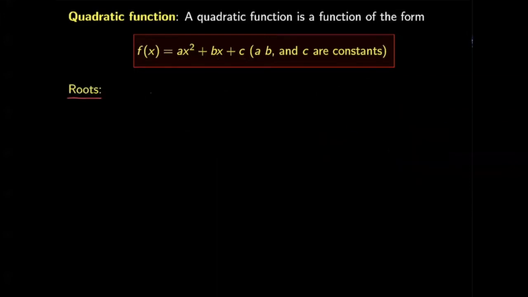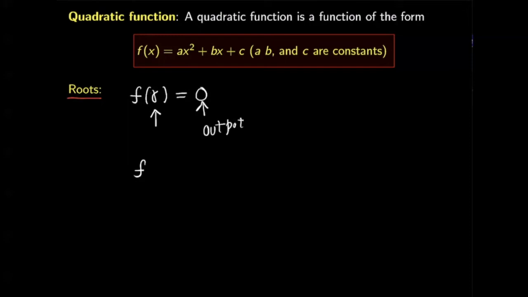Now let's discuss some concepts of the quadratic function. The first concept we discuss is the root of a quadratic function. A real number r is called a root of the quadratic function if I take this as an input and plug it into my function, it will produce 0 as an output. So those numbers which produce the output 0 are called the roots of the quadratic function.